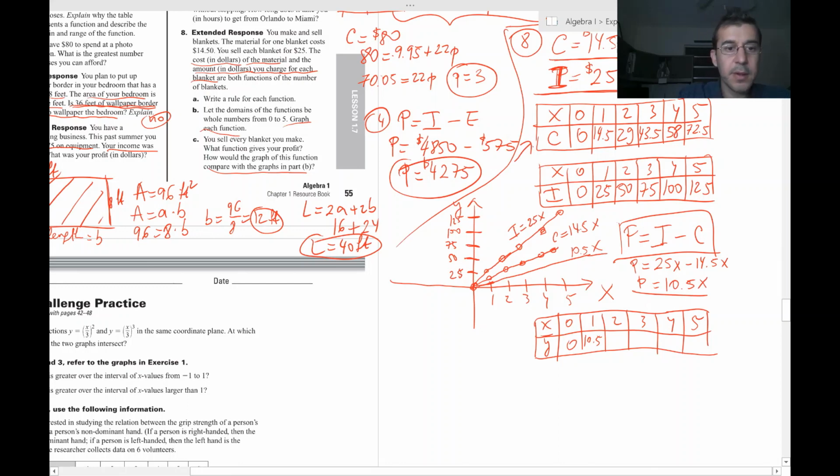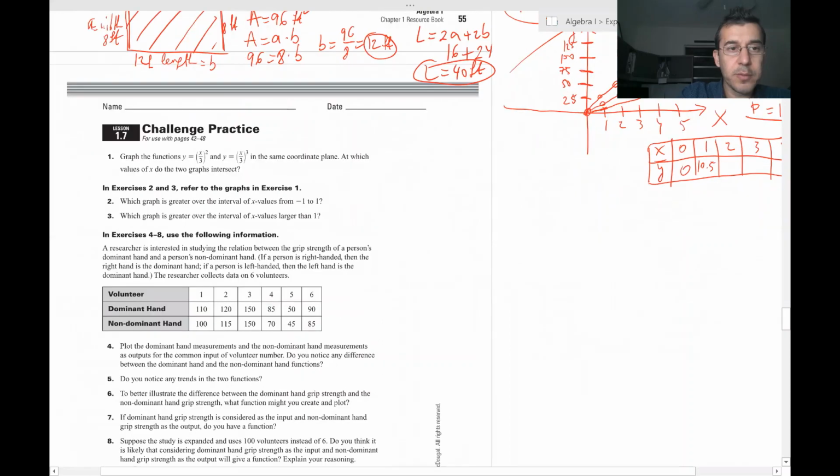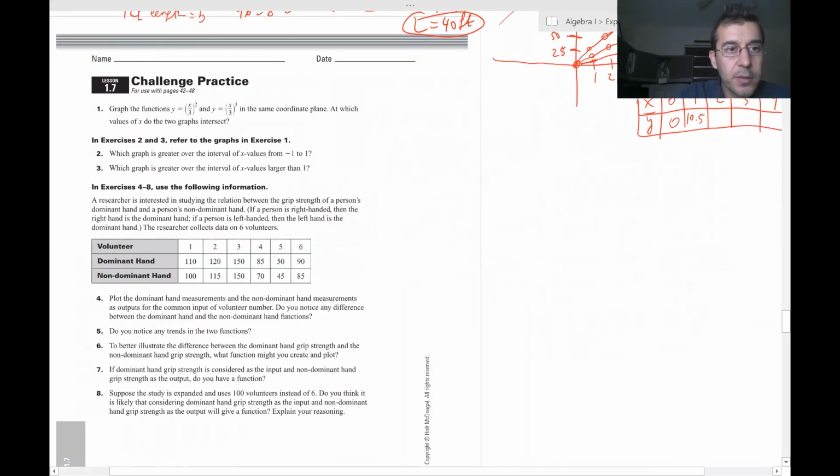Okay. Next is challenge practice problems. There are 8 of them. So graph the functions y equals (x over 3) squared and y equals (x over 3) cubed in the same coordinate plane. At which values of x do the two graphs intersect? So first we want to try if x is 0, because we know x is in the numerator. 0 over any number is 0, so 0 squared and 0 cubed is going to be 0. So x is 0. And then another value is, what if we equal the numerator and denominator, in this case 3? What if x is 3?